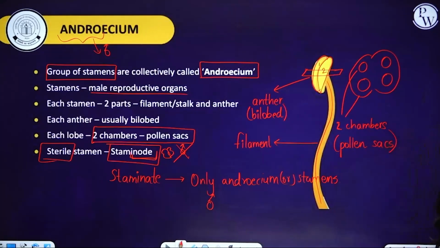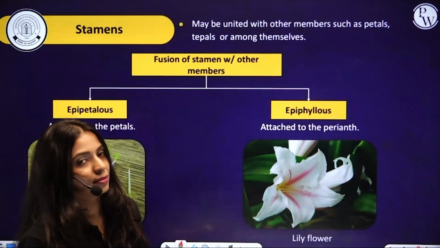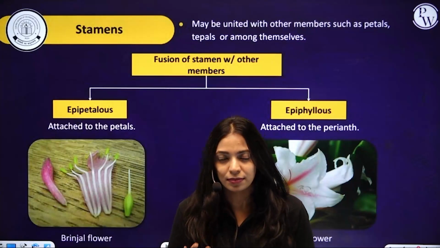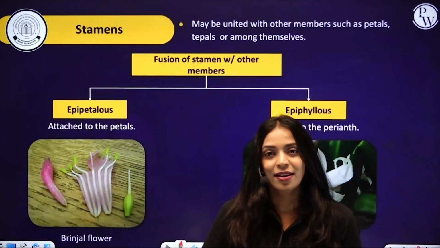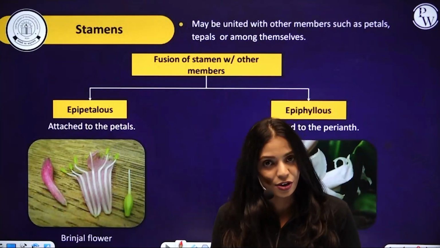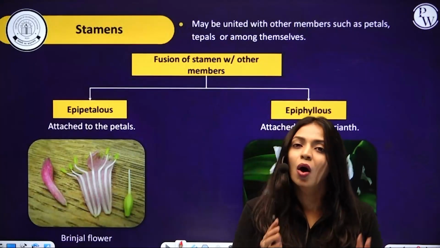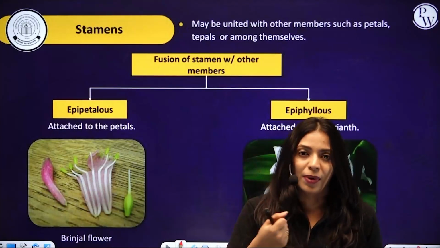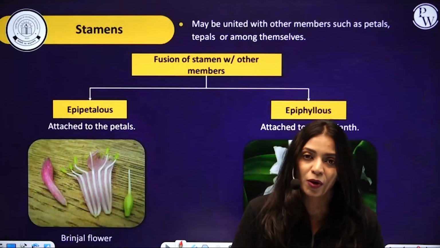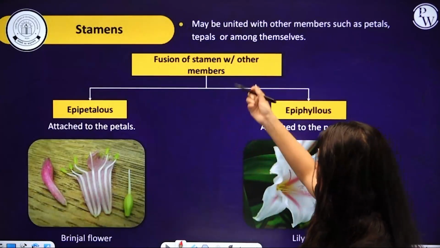Okay. Now, let's move on to learn about the different variations that we see in androecium. So previously we learnt about calyx and corolla, right? Sepals can be free or sepals can be fused. Petals can be free, petals can be fused. Similarly, androecium also can be fused within itself, like the stamens themselves can be fused, or sometimes the stamens can be fused with other whorls like petals and tepals also. Okay, so based on cohesion and adhesion of stamens, we can categorize them.